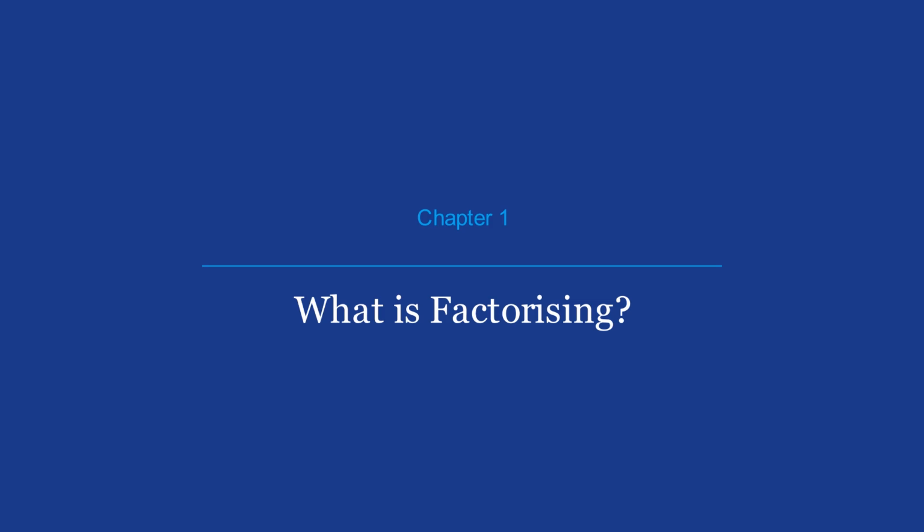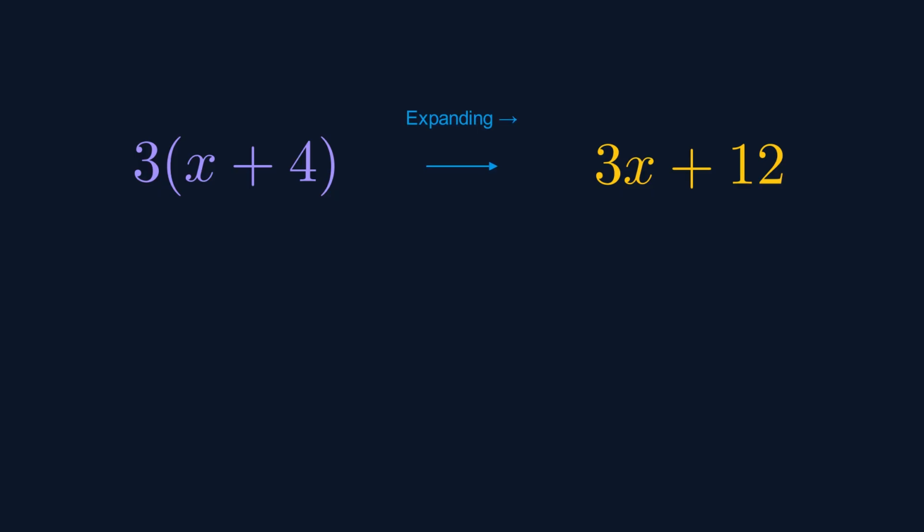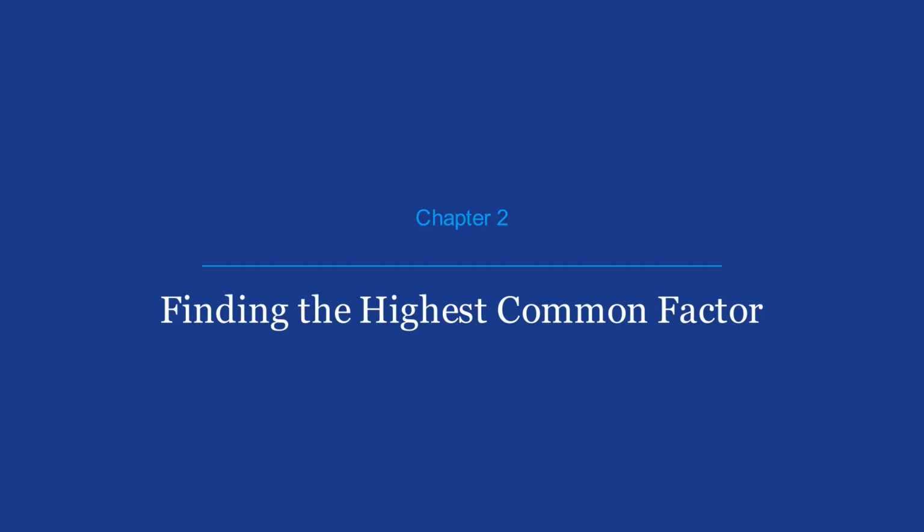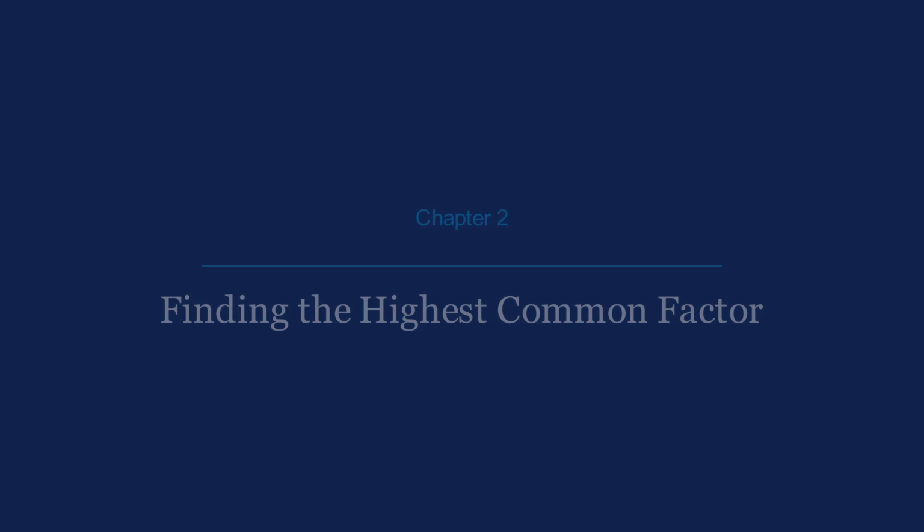Chapter 1. What is factorizing? Factorizing is the reverse of expanding. We look at an expression and ask, what was multiplied together to produce this? 3x plus 12, both terms share a factor of 3, so we take 3 outside and write what remains inside the bracket.